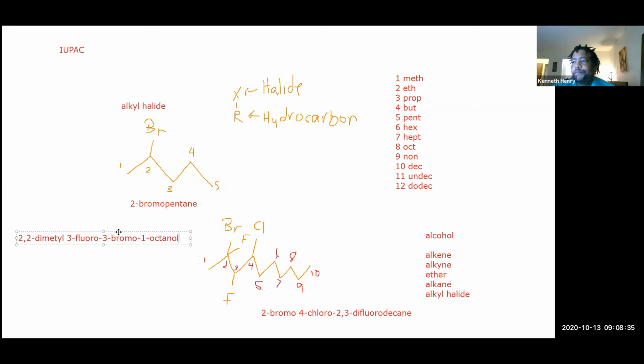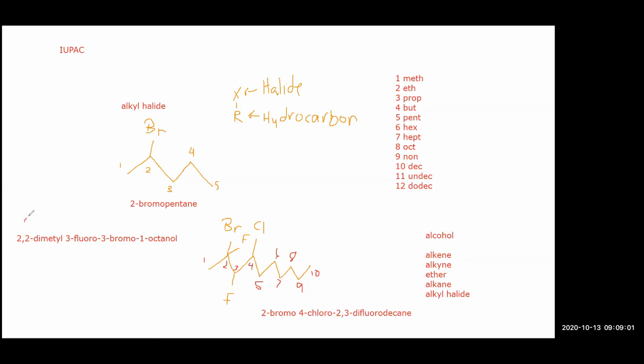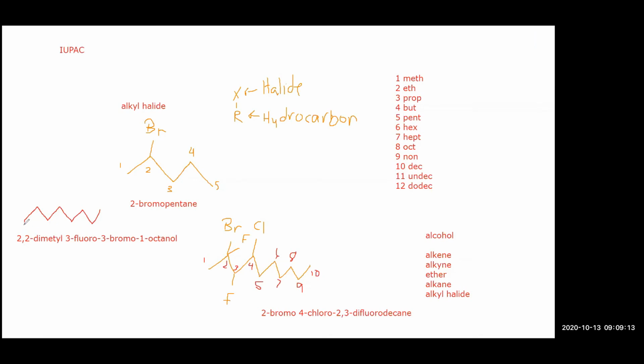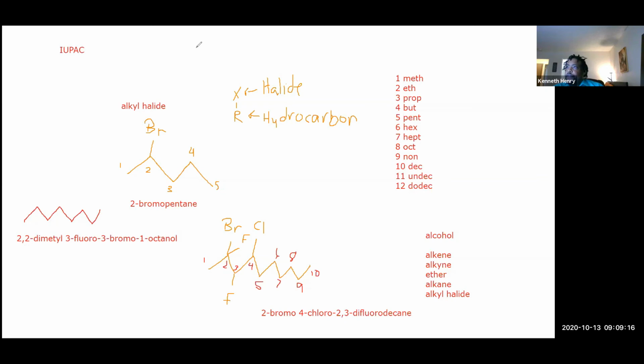Okay, there's the name. So, what is the longest chain? 8. Octanol. Okay, so let's see. We'll go 1, 2, 3, 4, 5, 6, 7, 8. Isn't it supposed to be in alphabetical order? Oh, yeah, let me fix that.